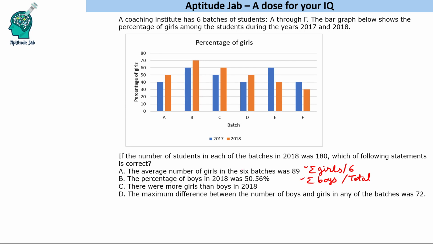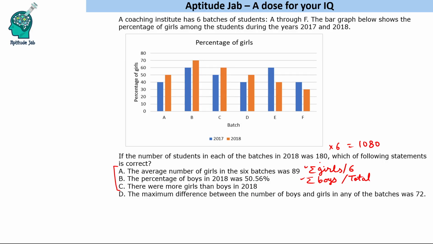Now we know the total number of students in each batch is 180, so the total number of students will be 1080. If we calculate either the total number of girls or total number of boys, we can solve for all three options. So let us calculate this. And the fourth one says the maximum difference between the number of boys and girls in any of the batches was 72. So let us see what should be the correct thing to do.